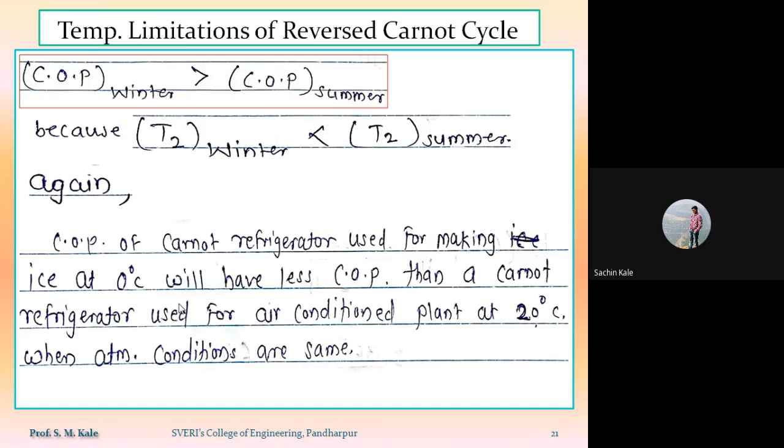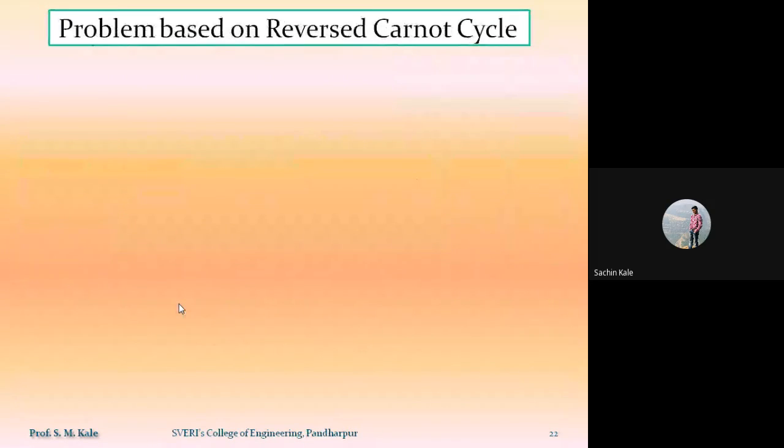So up to here, we have completed in the last lecture. Now we have to solve the problems based on reverse Carnot cycle. So shall we start the problems? Yes or no? Can anybody tell? Yes or no?